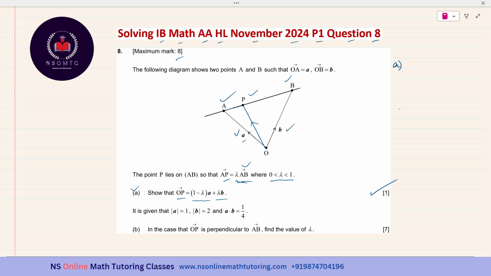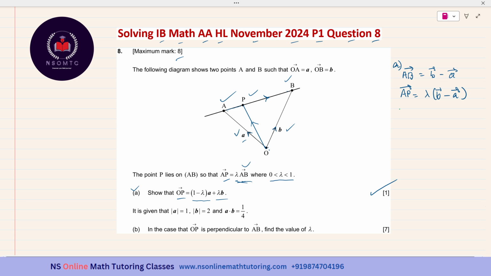Okay, so AB vector is having this direction. So AB vector will be equal to the position vector B minus the position vector A. Okay, because OA plus AB will be equal to OB. You are seeing the direction OA plus AB is equal to, this will be in the opposite direction, OB. Okay, so AB is equal to B minus A. And therefore, AP vector will be equal to lambda times AB, which is lambda times B minus A.